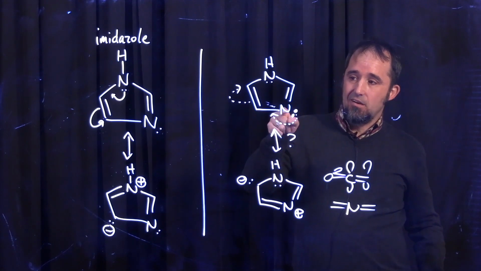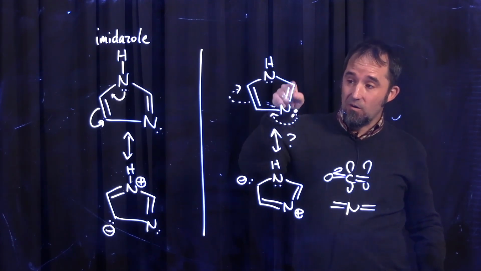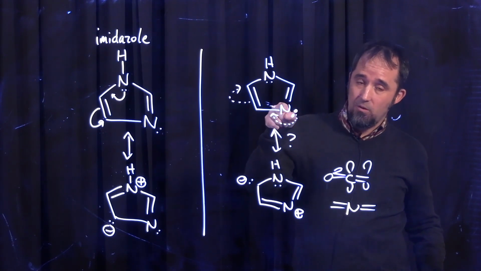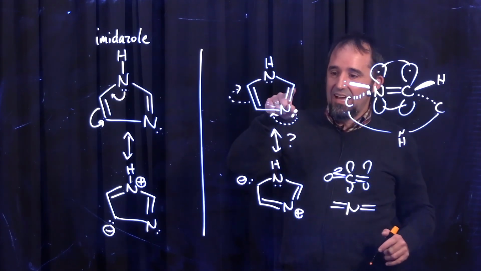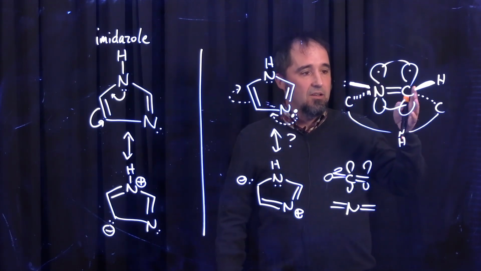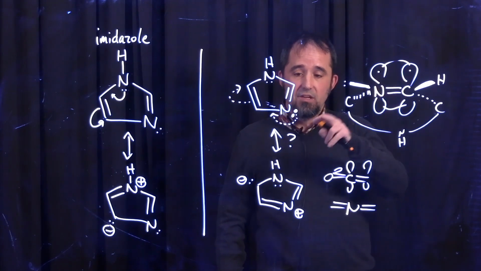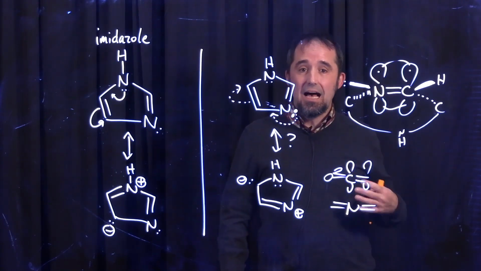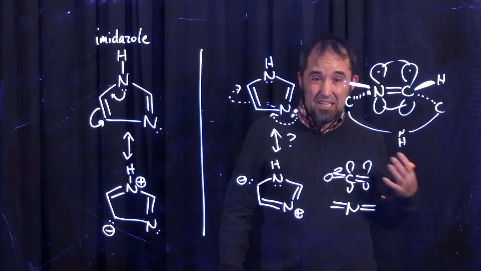Well, that nitrogen already has a pi bond. That nitrogen already has its p orbital filled with some electron. Here's a bad drawing, but the drawing that emphasizes that C-N pi bond. Here we go, right? So that pi bond is filled. Those are filled p orbitals. That lone pair cannot be in that p orbital because that p orbital is already filled.